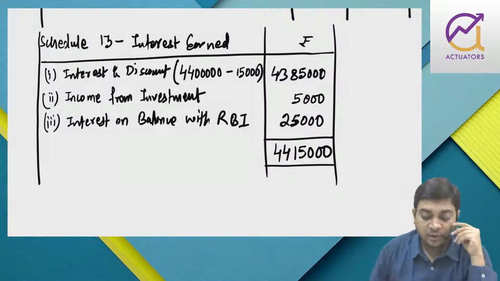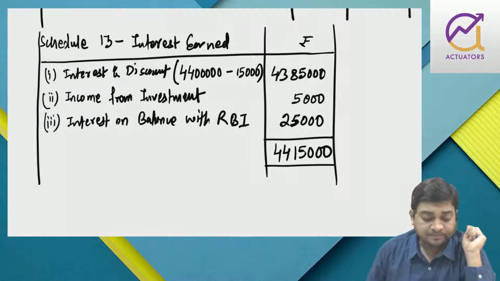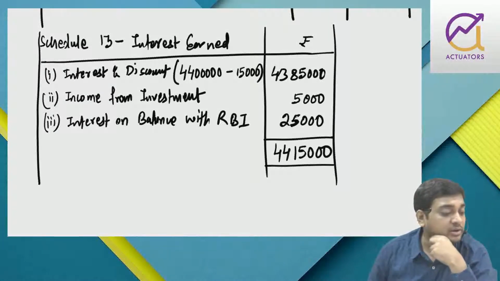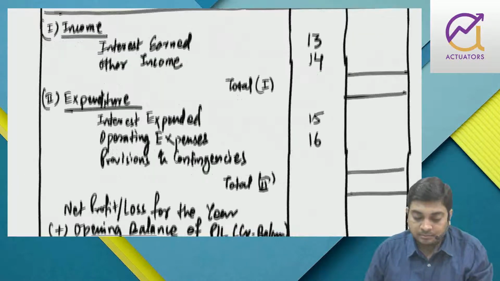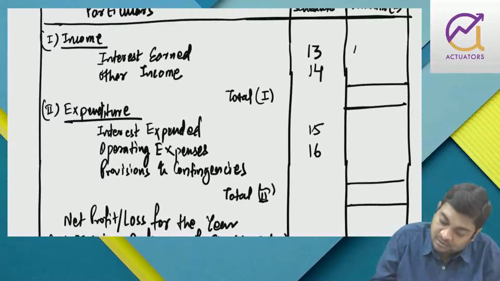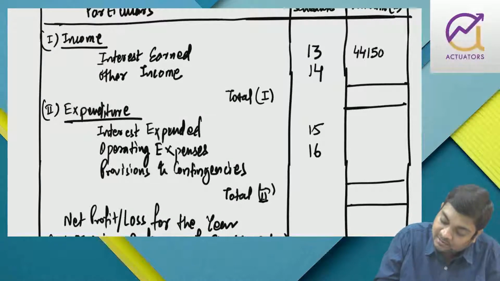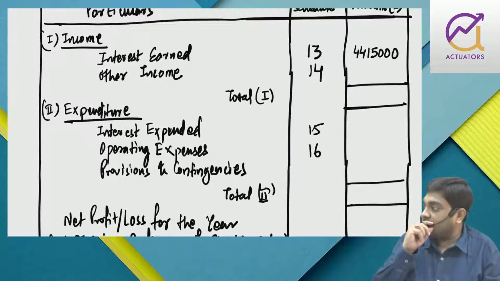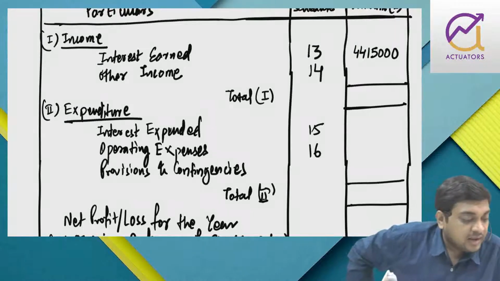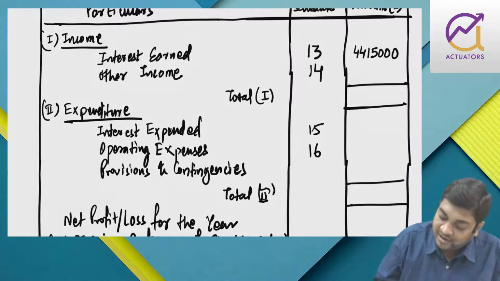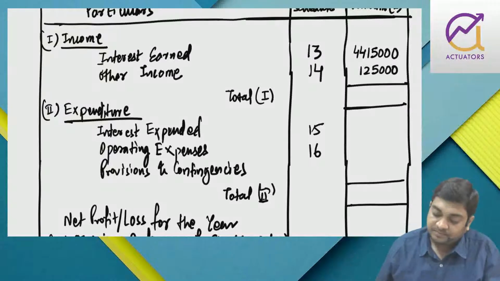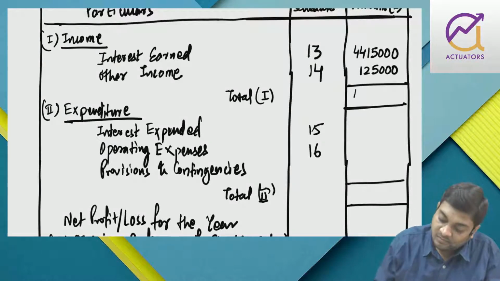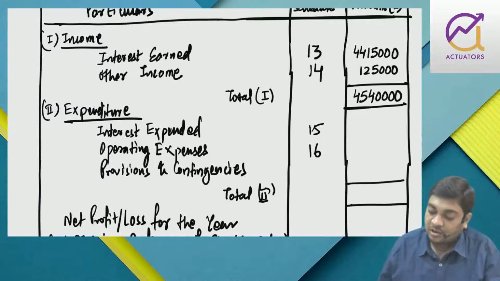Rebate will be adjusted. Closing rebate is carried forward to the next accounting year. Income from investment accrued will be included. That's it. So we have 44 lakh 15,000, right? Next we have other income. It's already given, 1 lakh 25,000. This is 45 lakh 40,000.